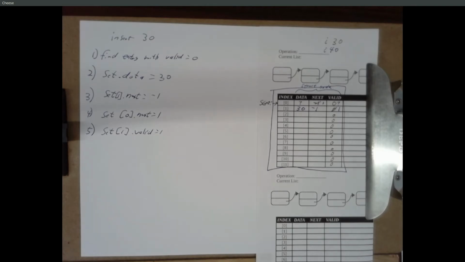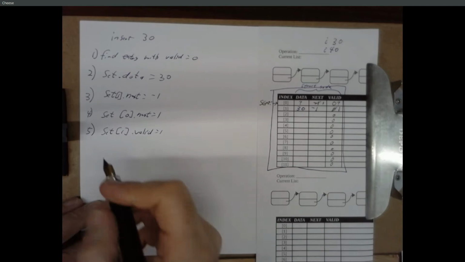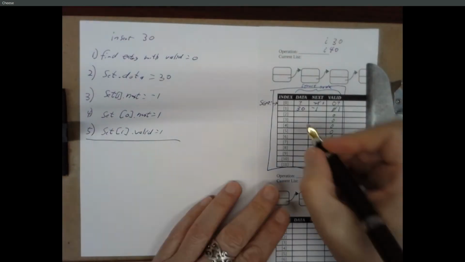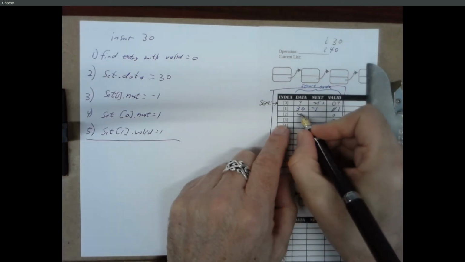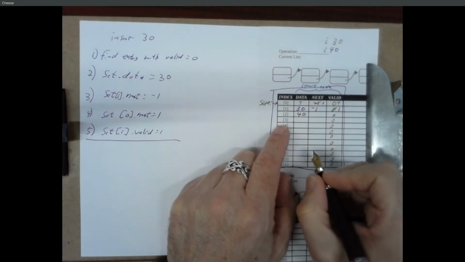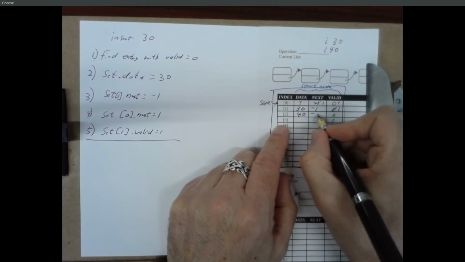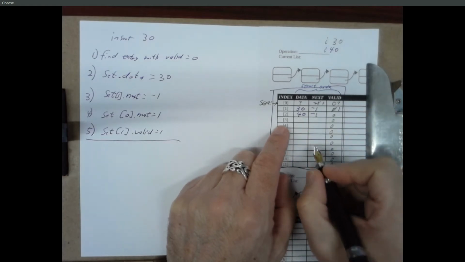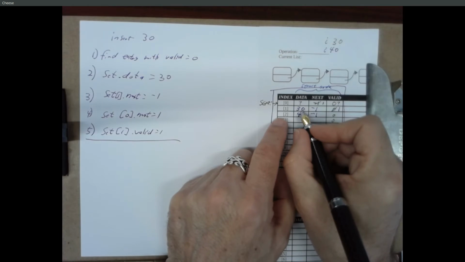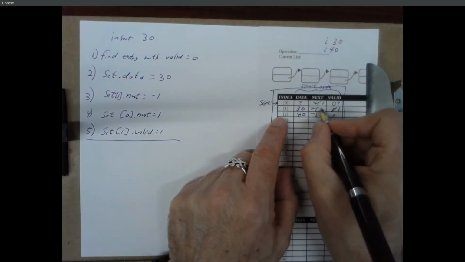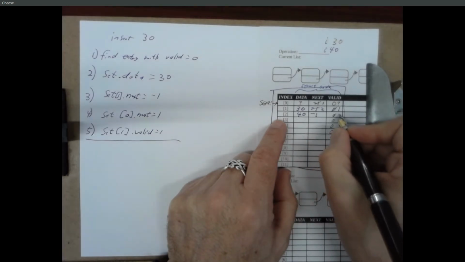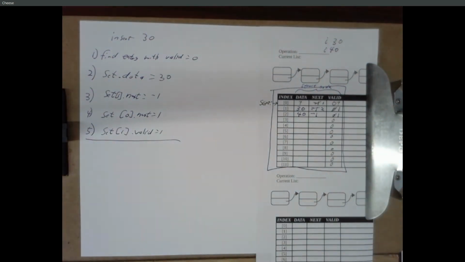Cool. All right, perfect. So we found the next spot, which was down here, entry 2. We set the data to a 40. We set the next field of that to -1 because there's nothing after it. We found the previous entry, which was a 30, and we changed its next field to point to the 40. In this case, that's a 2. And we set this new entry's valid to a 1. So there's a linked list with 2 things in it.